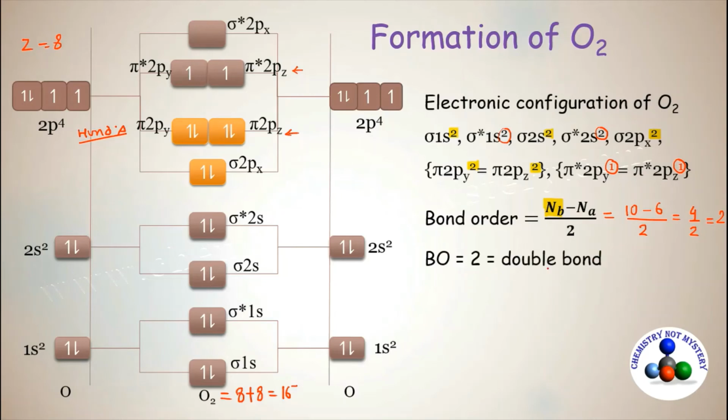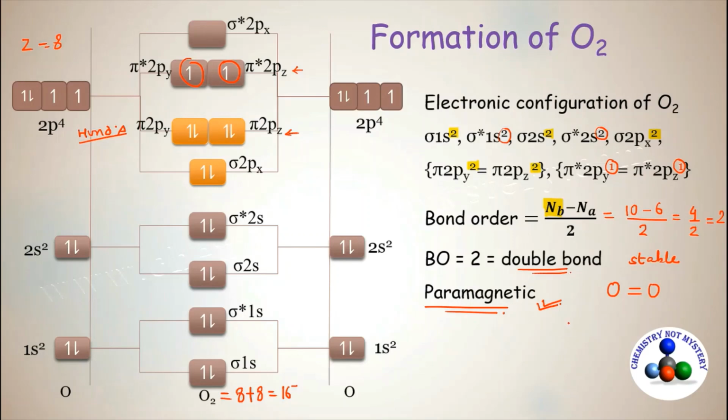Bond order is positive. That means this molecule is stable. Bond order 2 means there is a double bond between two oxygen atoms. Now come to the magnetic property. As there are two unpaired electrons, the O2 molecule is paramagnetic in nature. And this property of the O2 molecule is explained by molecular orbital theory.